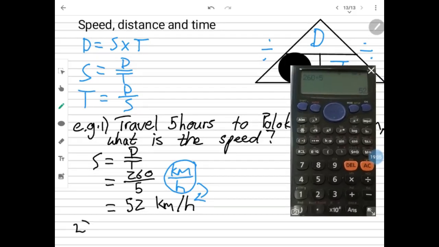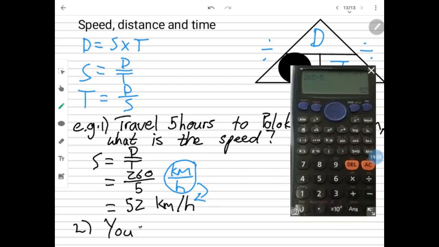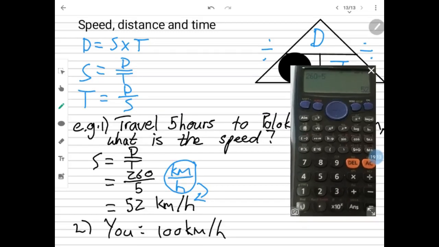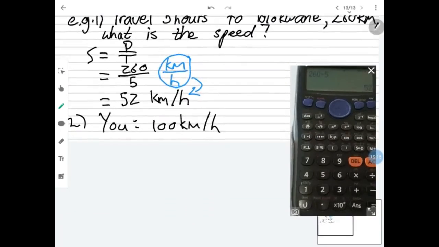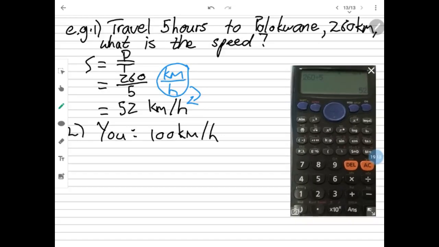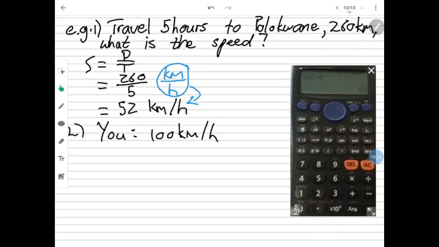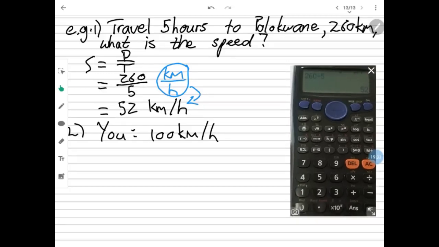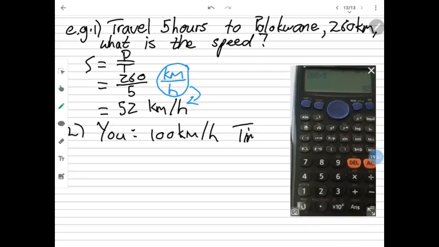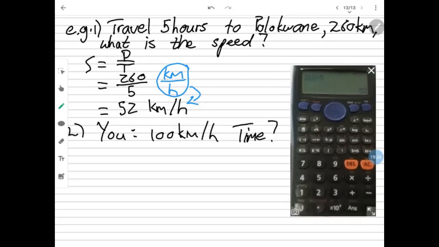So let's take this further. You travel at 100 kilometers per hour. Let's see if there's space more. Yes, there's space. You travel at 100 kilometers per hour. Now remember, it's the same distance. It's still the 260 kilometers to Polokwane. So what is the time that you take to get to Polokwane? So I'm just writing this in short. What's the time that it takes you?